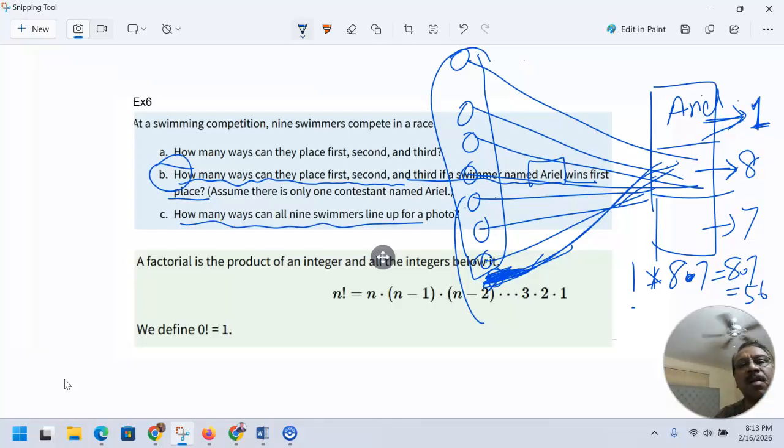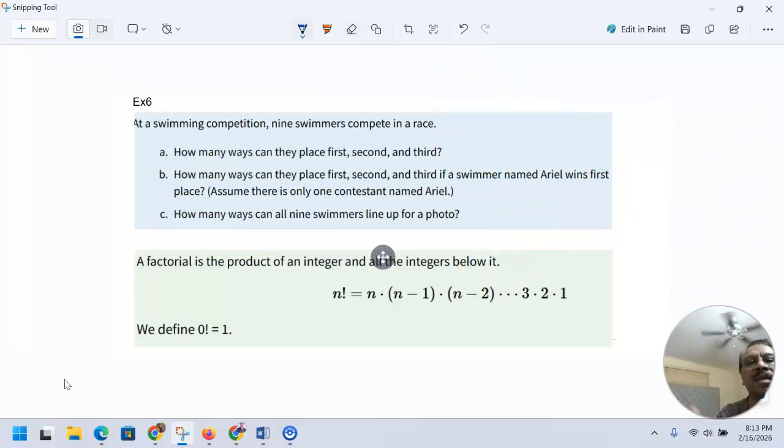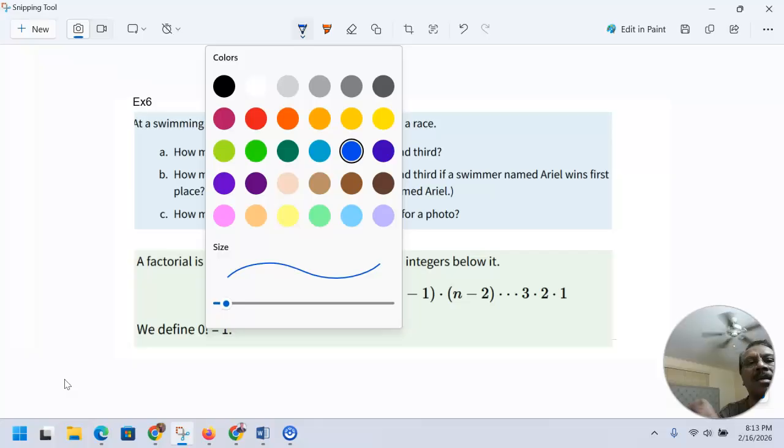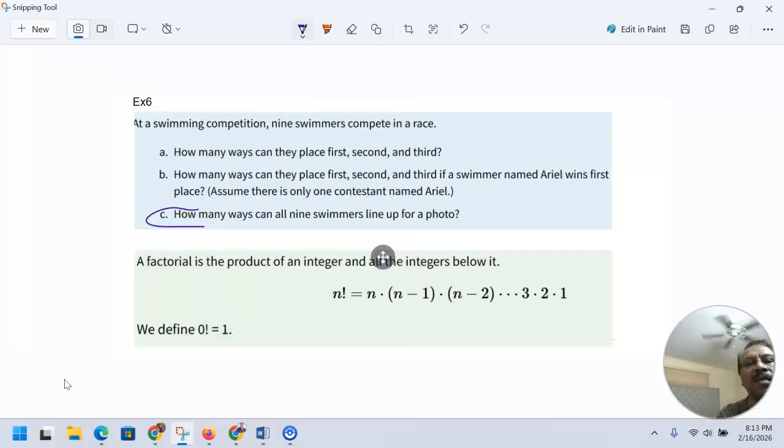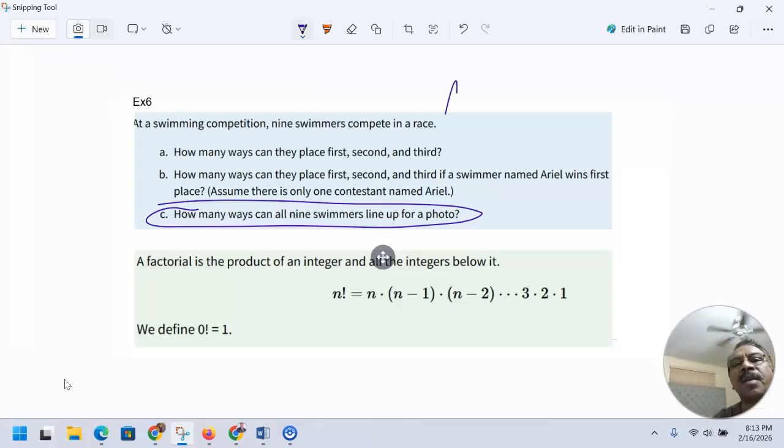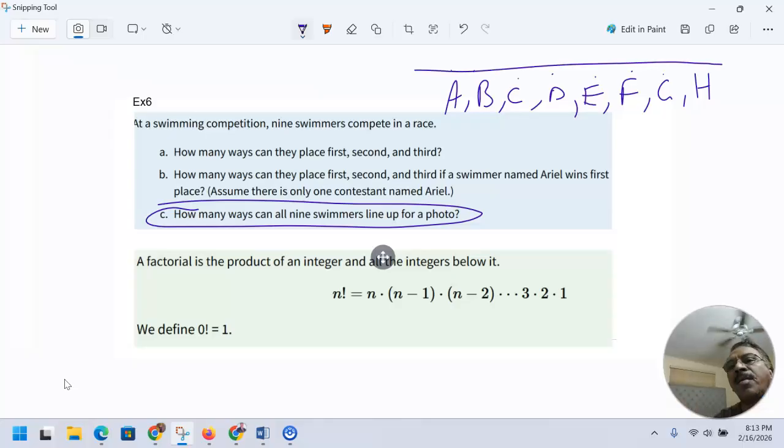How many ways can all 9 swimmers line up? Now, this is slightly different. They want to take a picture since the tournament is over, the competition is over, and there are 9 of them. Now, instead of drawing the picture, let's call them A, B, C, D, E, the first letters of their names, and so on. If I want to take a photograph of this, how many different ways can you do this?